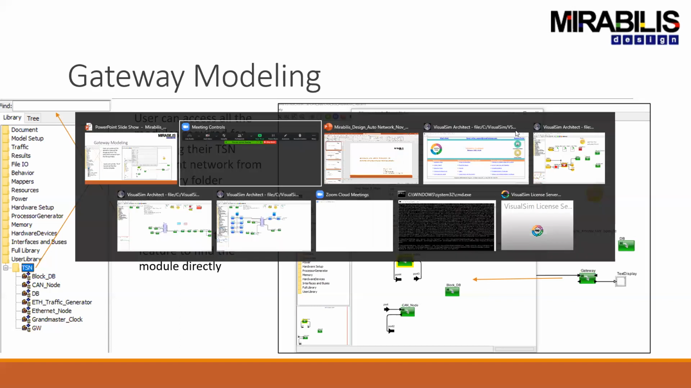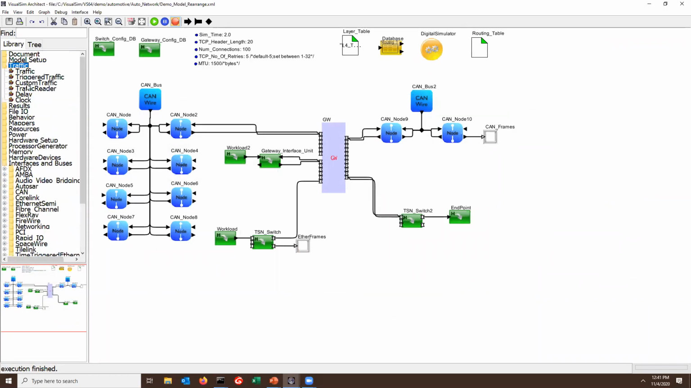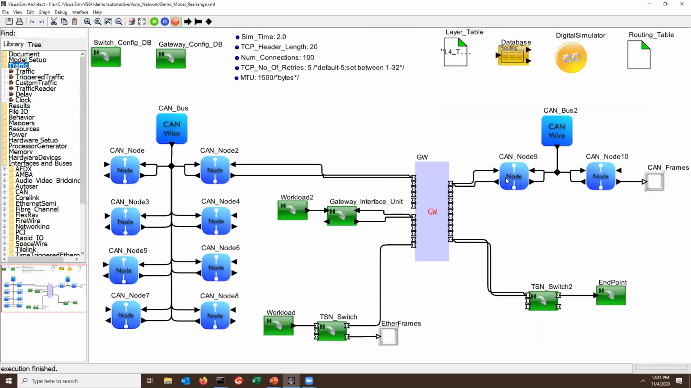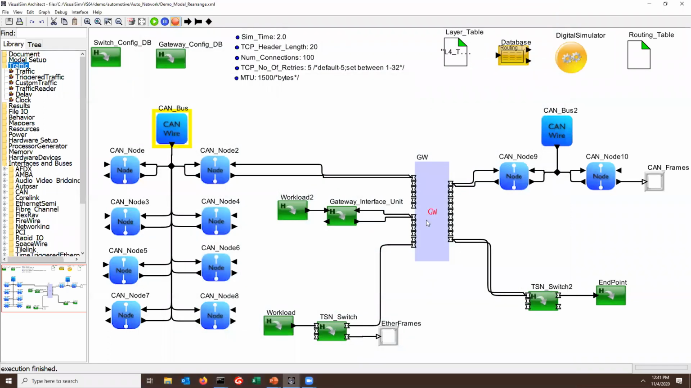So if I open up VisualSim right now to take a quick look, this is the modeling environment. So you can see the networking components, you can see traffic components, and using these, you can assemble the full system model. So for example, if I double click on this, it shows me all the parameters associated with CAN-FD.